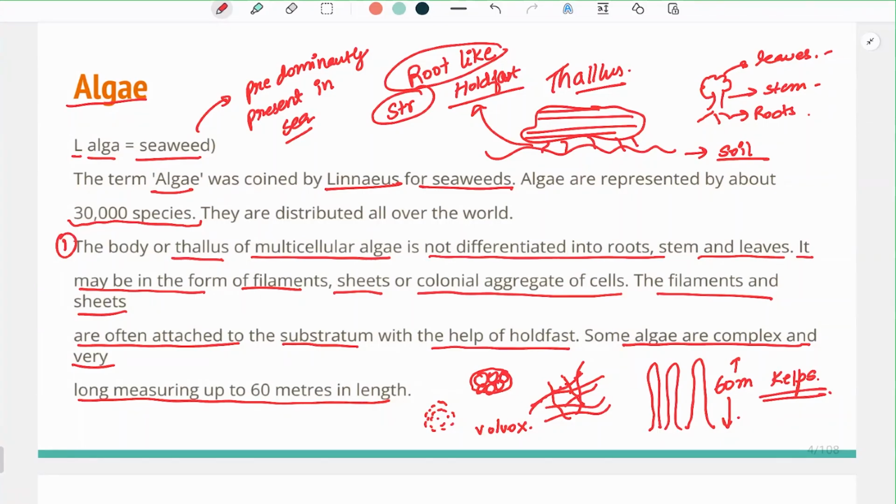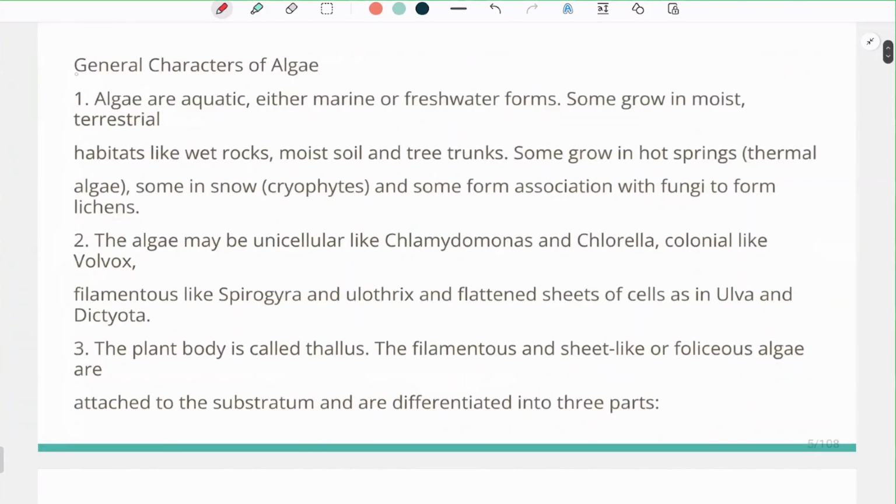They can be in various forms as well, like in the form of a sheet, in the form of a filament, in the form of an aggregate of cells, and they can even be very long and very complex, like about 60 meters, as in the case of kelp. The general characteristics of algae. We will deal with some of the general characteristics of algae.